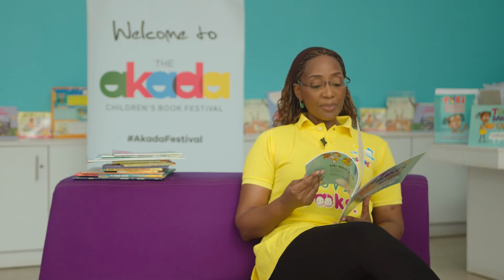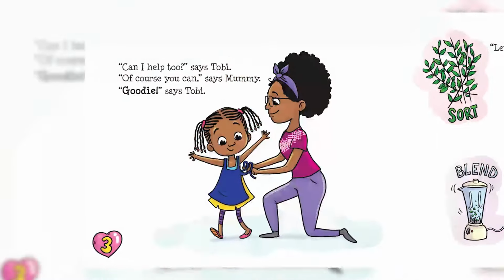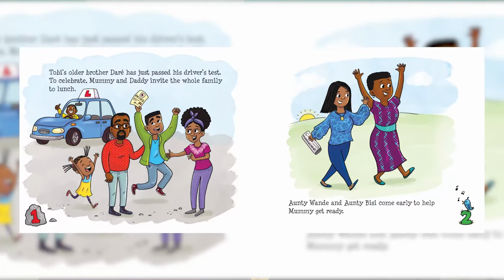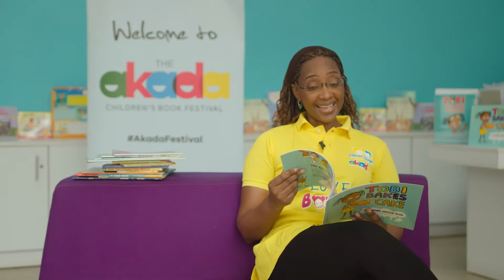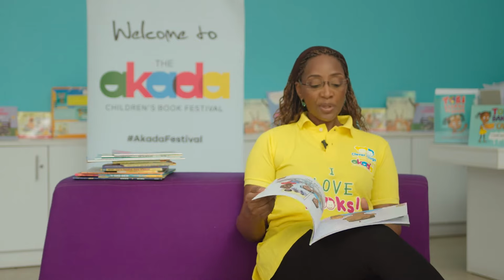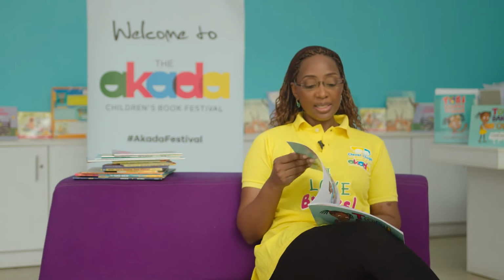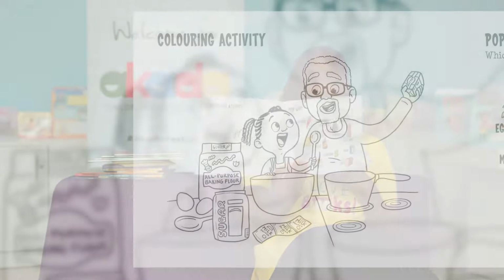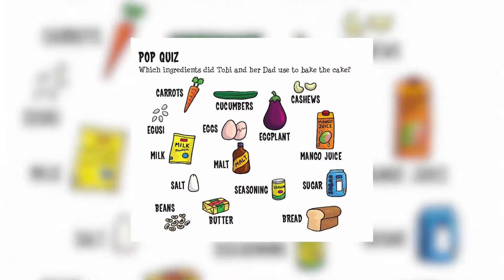So the book is about a little girl called Toby, and she has a big brother called Dari. Dari passes his driving test, and Toby wants to do something nice for Dari, so she asks her dad to show her how to bake a cake, which he does, and they put together this impromptu cake. Unfortunately they forget about the timer and the cake gets burnt, but then Mummy comes to the rescue and they all live happily ever after. So it's a fun, easy-to-read early reader, children's picture book. And it has some activities at the back, like coloring and a puzzle and so on.